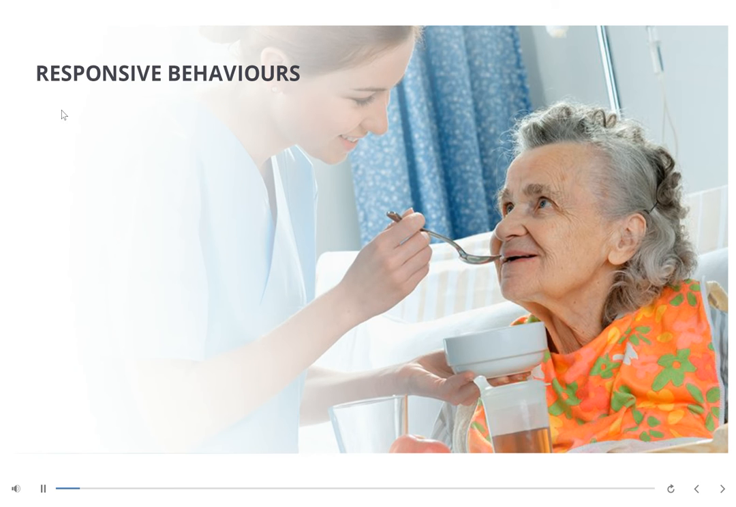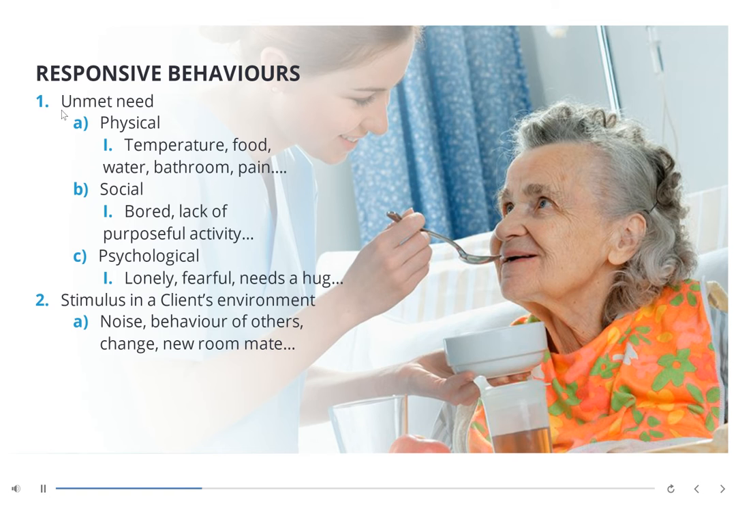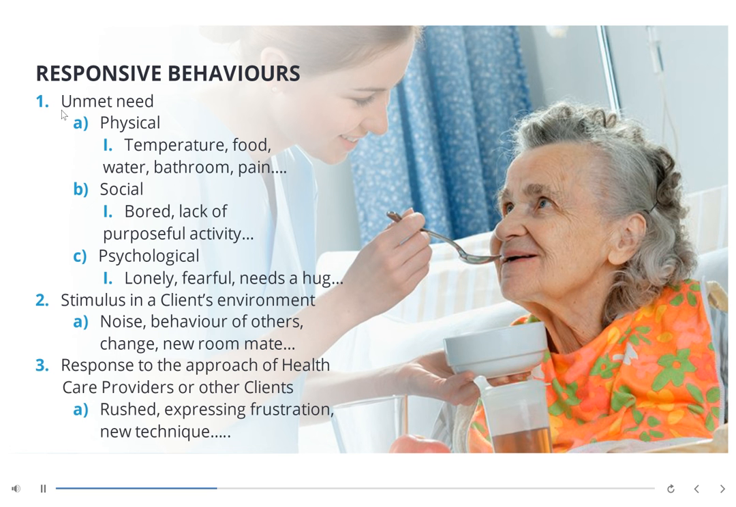The behaviors are often in response to something. Caregivers have a huge role to play in trying to determine what that something is. Consider three main areas. One, unmet needs. Two, stimulus. Three, response to approach. For unmet needs, we look at physical needs such as food, water, toileting, and pain.